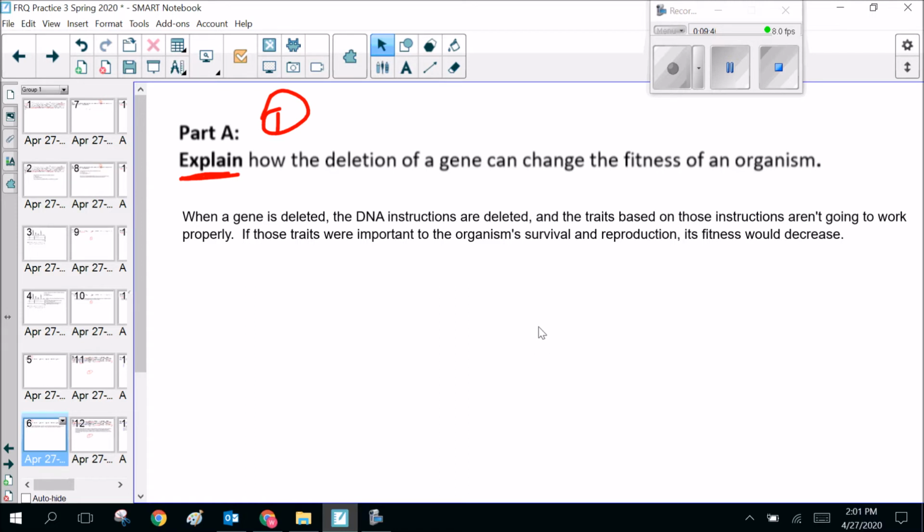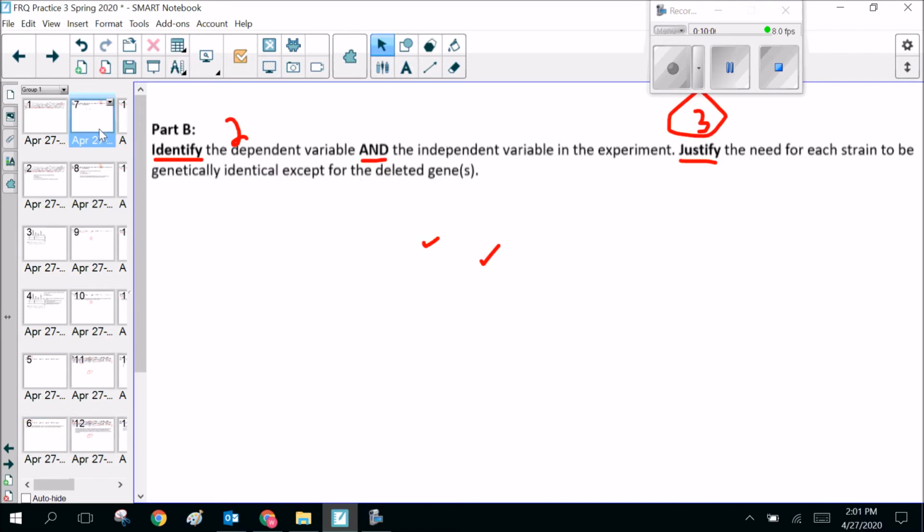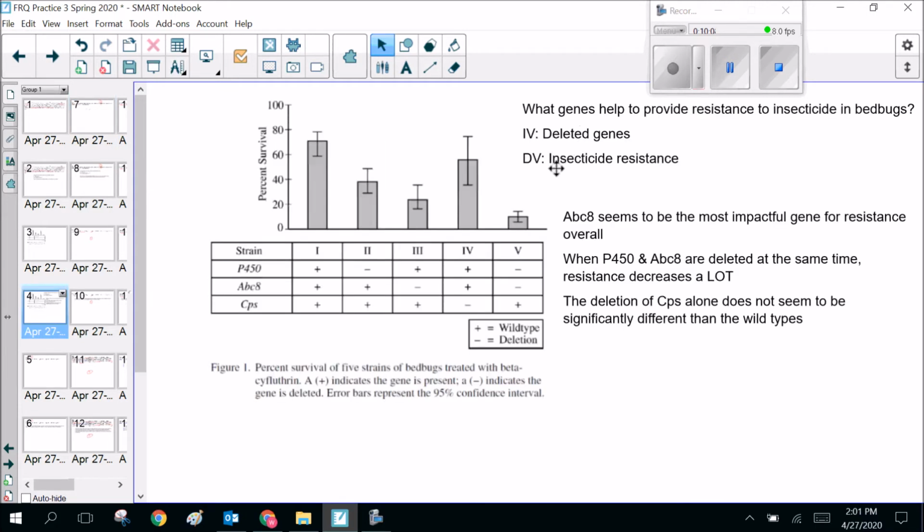Another thing to point out, though, is that these part A's are always going to be very low point value. It's 1 point here for this. So, hey, you missed 1 point, oh well. If you can't remember the content, don't dwell on it, move on, because you're going to be delightfully surprised by part B, which says identify the dependent variable and the independent variable in the experiment. Man, if only we had done that in the beginning.